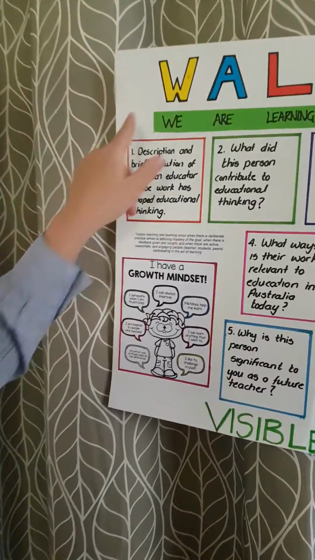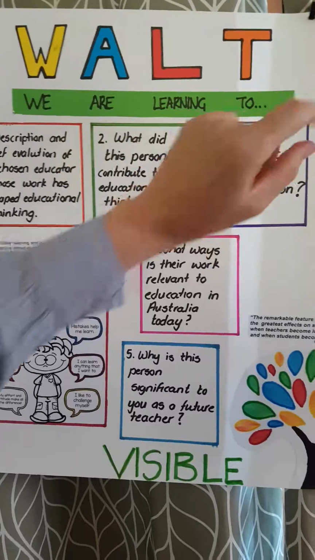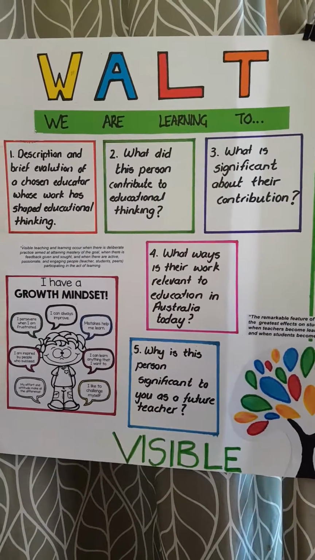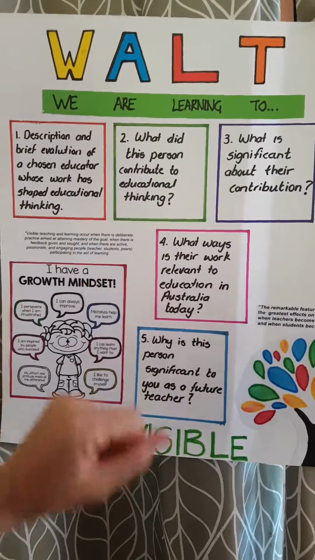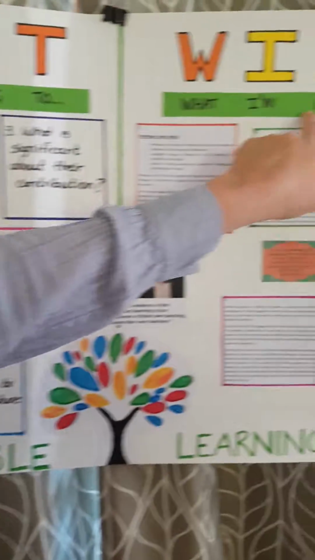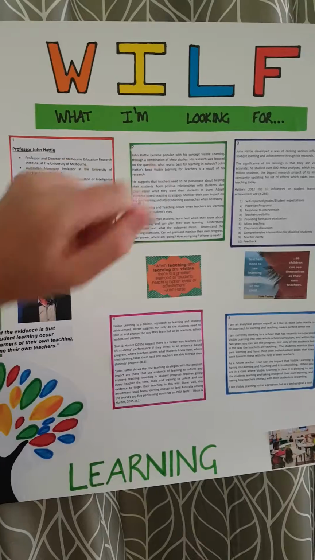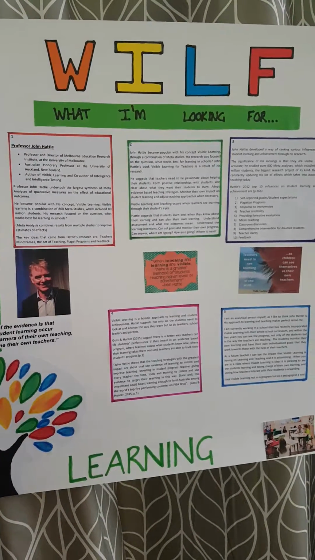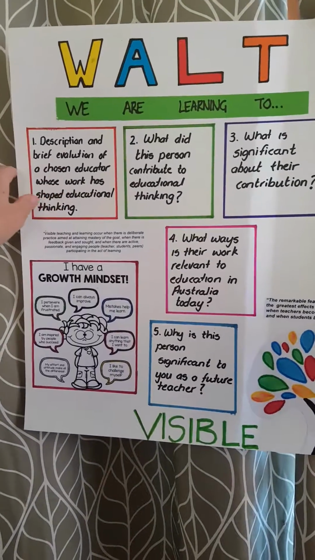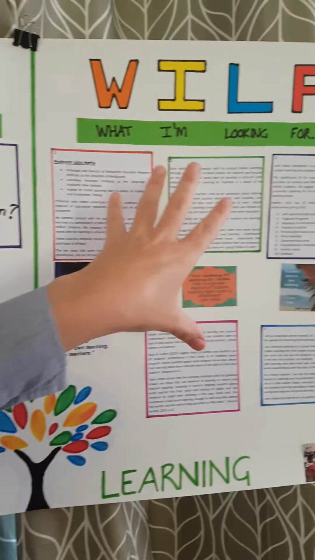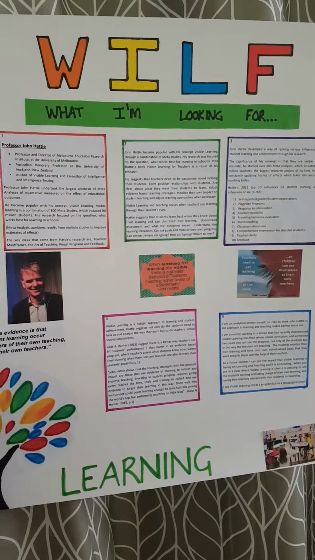WALT on the left side of the poster is "we are learning to," so the students then know what the question is, and that's going to guide them in the right direction. If we go over to WILF, which is "what I'm looking for," that's when the students can look back and see, have they answered the questions on the WALT, and have they actually achieved what they were hoping to achieve.